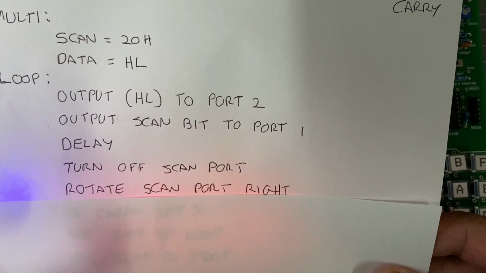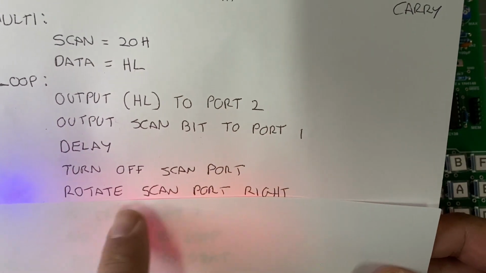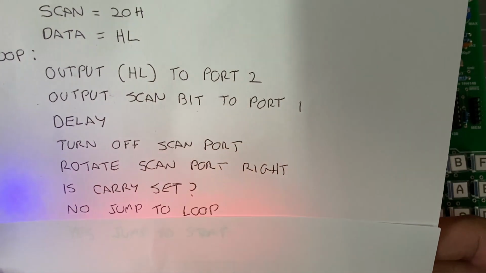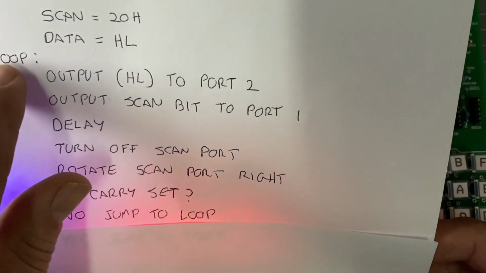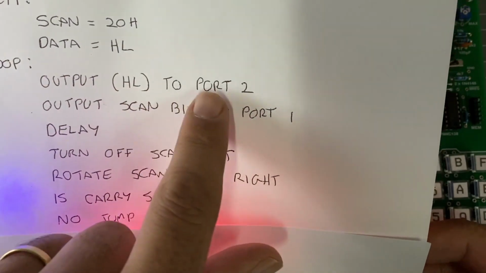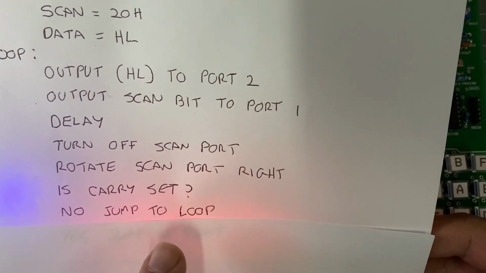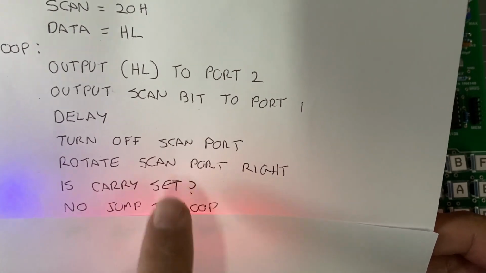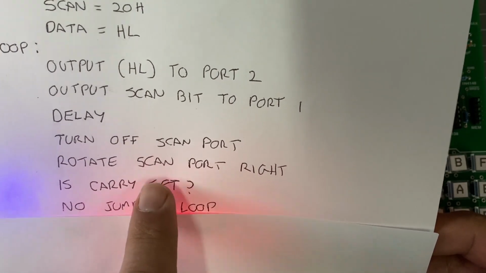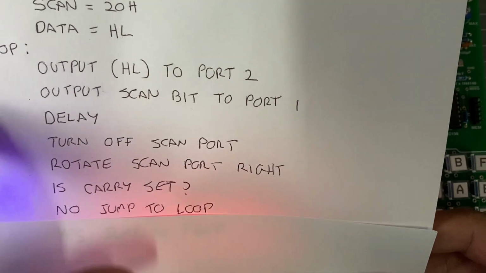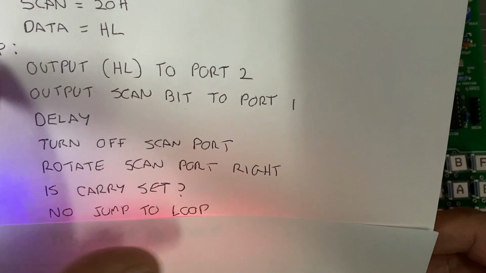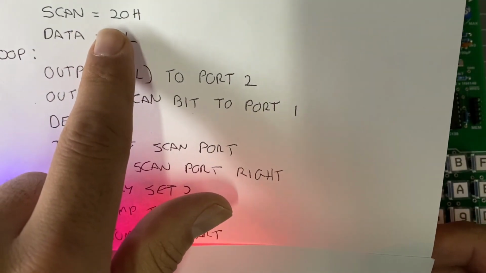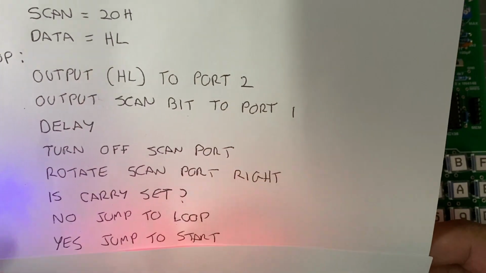We rotate, since we've done one scan bit, we now rotate one bit to the right, and we just check the carry. Is it set? No. If it's not set, we jump back to loop, and we do the procedure again. Oops, I was supposed to add in here, move to the next HL value. So move to the next memory location, loop again, and then repeat the process. Once the carry is set, we just jump back to the start. That will reset the scan bit to 20 hex and back to the data to HL.